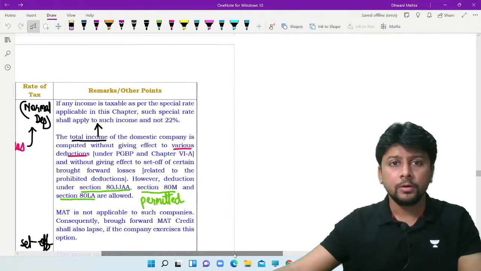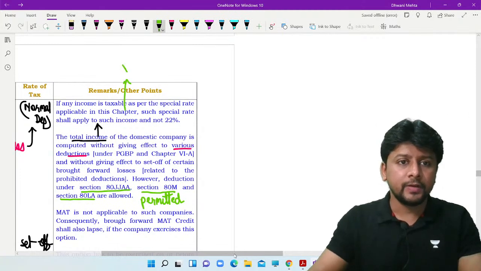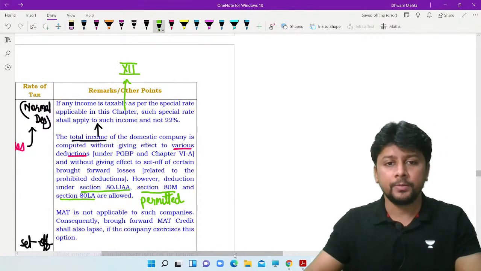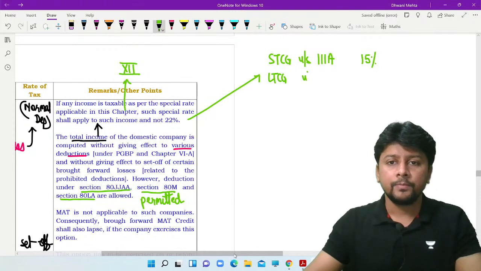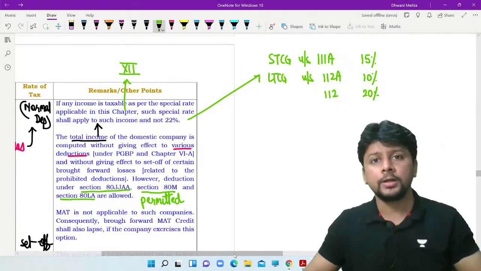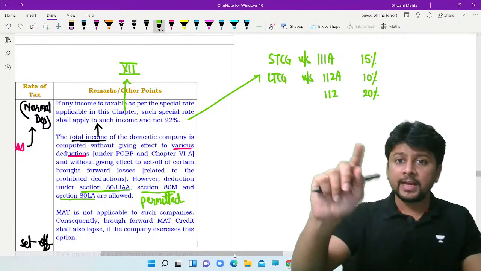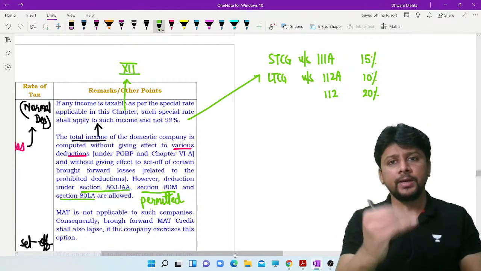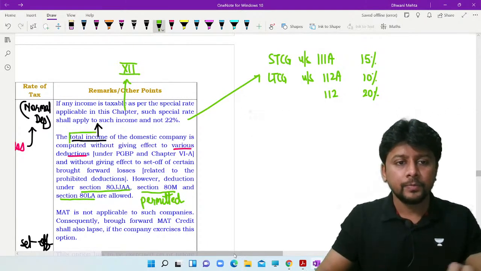Now, in our previous video, we saw that this chapter 12 has various special rates of tax applicable. For example, short-term capital gain under section 111A is taxed at 15%. Long-term capital gain under section 112A is taxed at 10% and 112 is taxed at 20%. These incomes will also be included in the total income. And in the computation of total income, there is no restriction put up for capital gains as a head or for these incomes. You can calculate capital gains in the normal manner only.